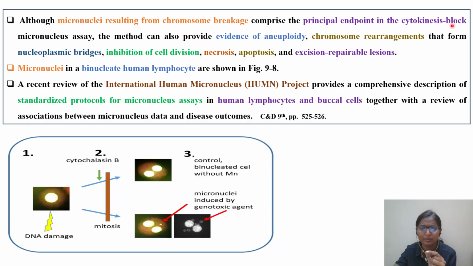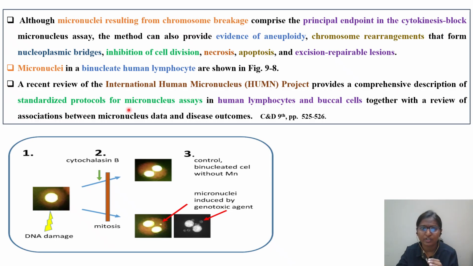So, although micronuclei resulting from chromosome breakage comprise the principal endpoint in the cytokinesis block micronucleus assay, the method can also provide evidence of aneuploidy, chromosomal rearrangements that form nucleoplasmic bridges, inhibition of cell division, necrosis, apoptosis, and excision repairable lesions. So all these types of damage can be identified by using these micronuclei. Micronuclei in binucleated human lymphocytes are in that particular picture I showed in figure 9.8.